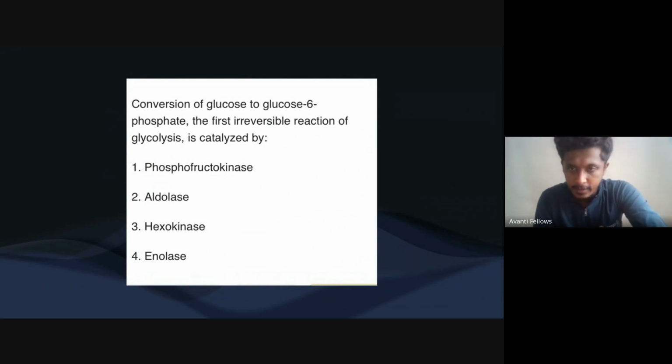Yes, perfect. Yes, students, you are absolutely right. Your answer, that is hexokinase, is perfect, 100% correct. Okay, so hexokinase is the one that helps in conversion of glucose into glucose 6-phosphate. That's the only enzyme that is given, so you go for that.